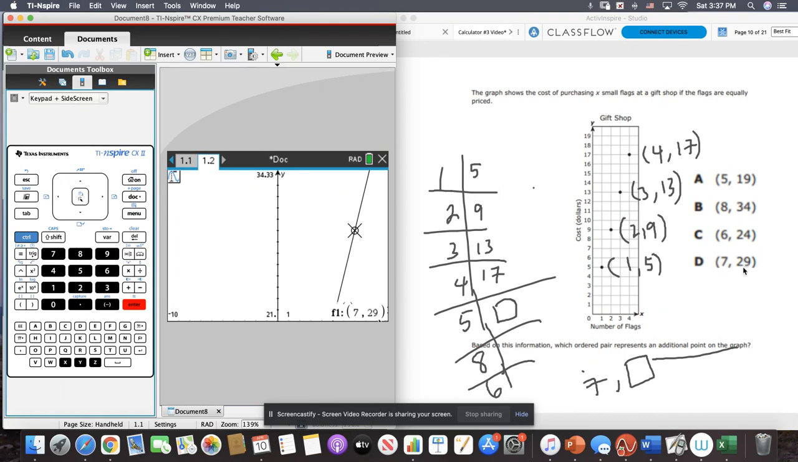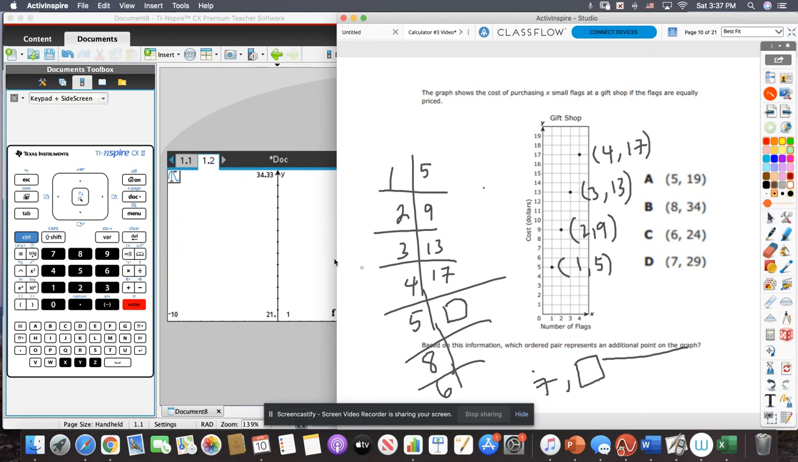Now, you could keep drawing out this graph and plotting these points until you get to one of these. That's exactly the same thing. And that's exactly what the calculator is doing for you. It's calculating how far over and how far up it's going. It's putting that slope to it.